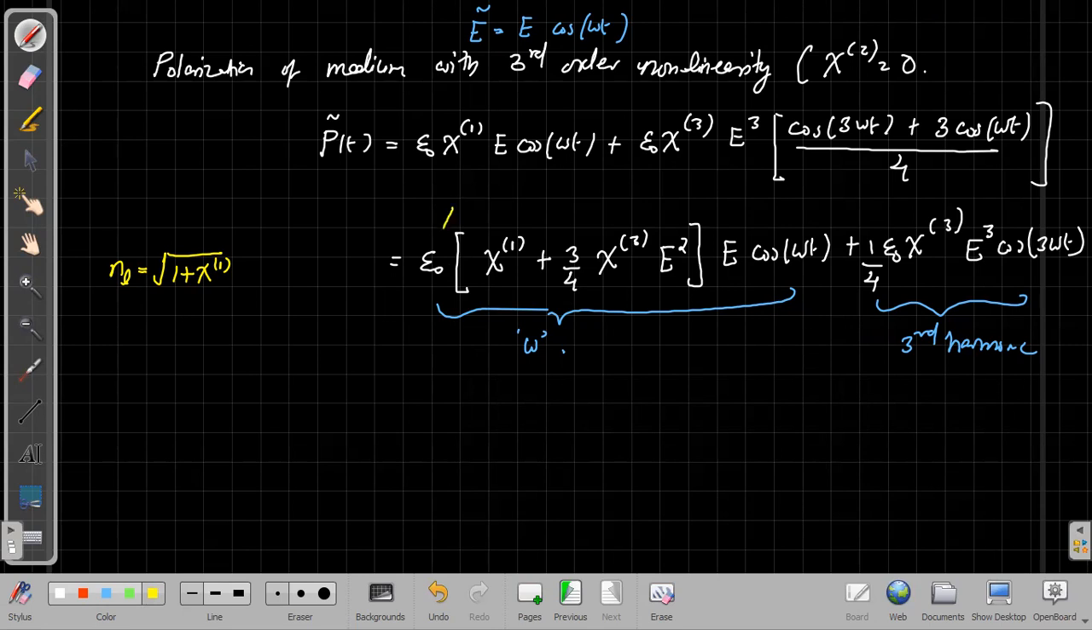So this entire term would give the nonlinear susceptibility. And what about the nonlinear refractive index? So the n nonlinear would be equal to square root of 1 plus this entire susceptibility. So 1 plus chi1 plus 3 by 4 chi3 E square.